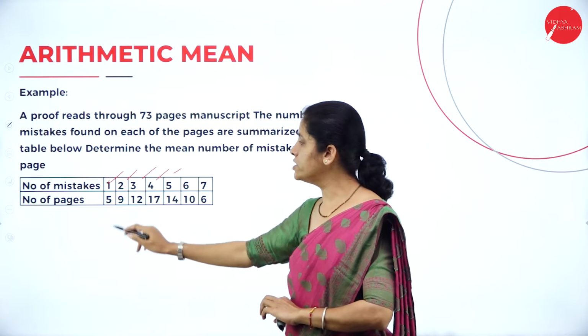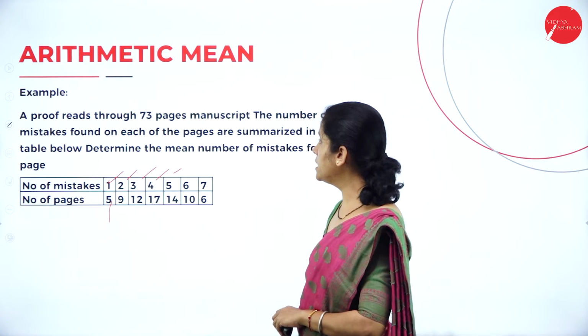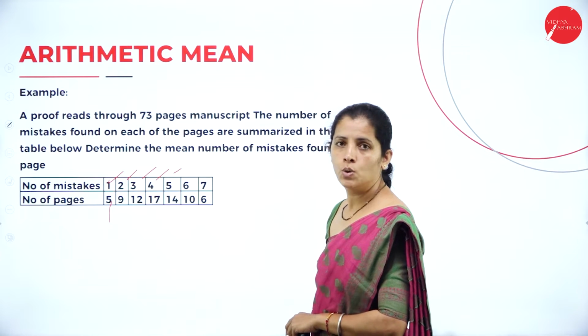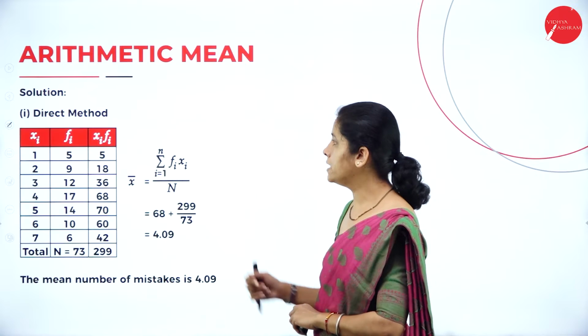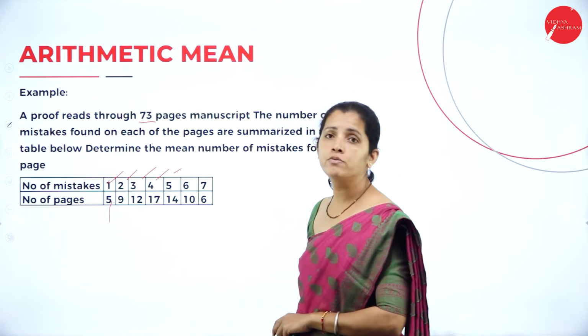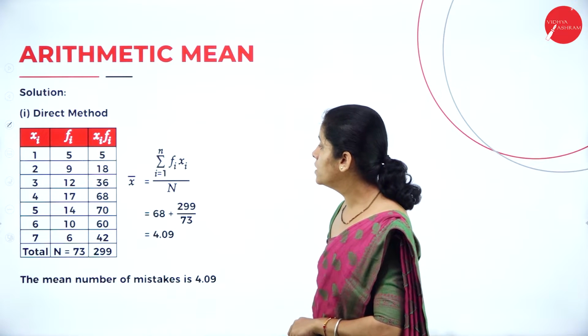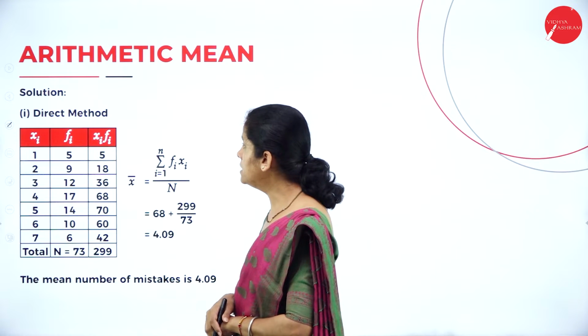And number of pages: 5, 9, 12, 17, 14, 10 and 6. Okay, now I want to find out the arithmetic mean. See here, how many pages do I have? 73 pages. Okay, fine. First, I'm going to apply the direct method.